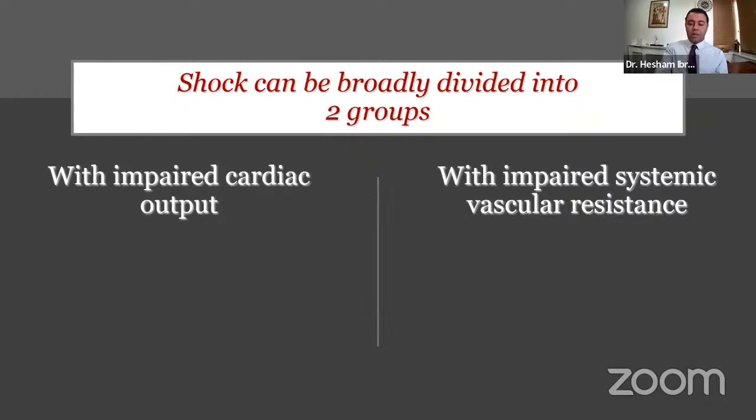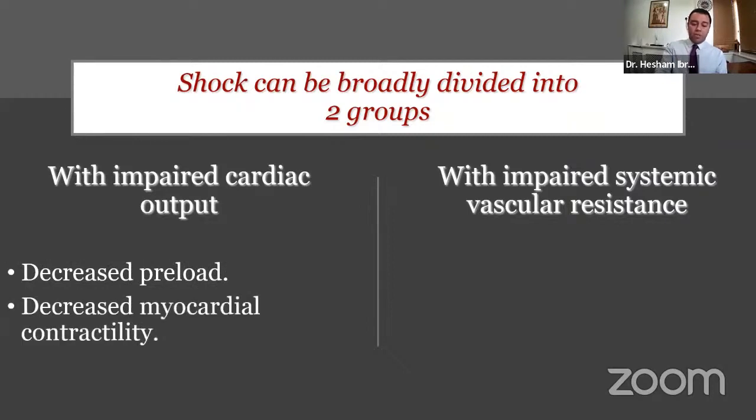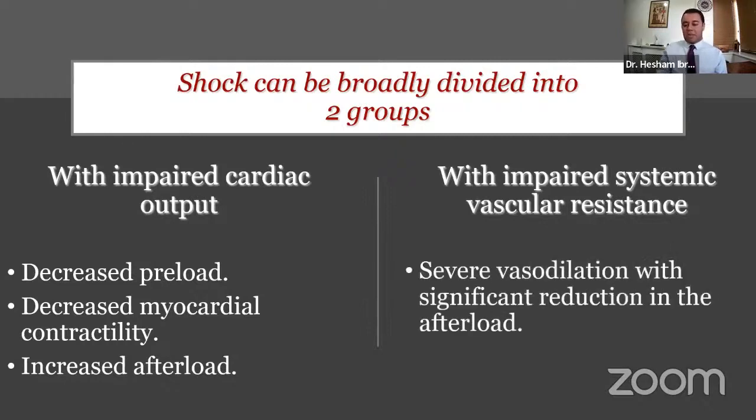Those ones with an impaired cardiac output can be because of either decreased preload, so the venous return to the heart is decreased, or decreased myocardial contractility. There is a good preload, there is a good venous return, but the heart is unable to push hard. Or actually the heart is doing its best, but there is a significant resistance afterwards. There is an increased afterload that is causing this shock. Regarding the other one, with the impaired systemic vascular resistance, the severe vasodilation is the reason for the significant reduction in the afterload. And that's why those patients are shocked.